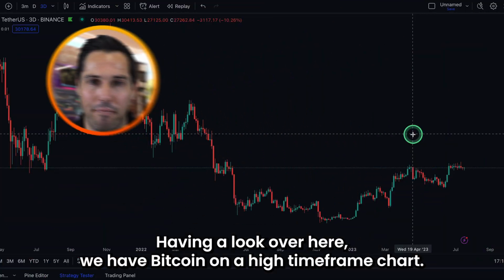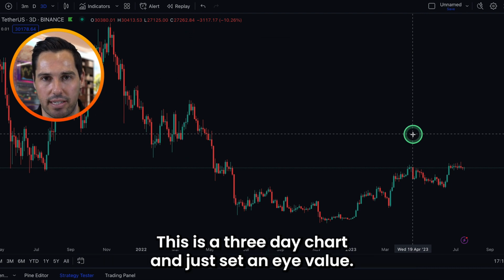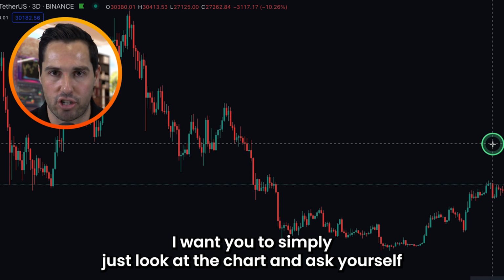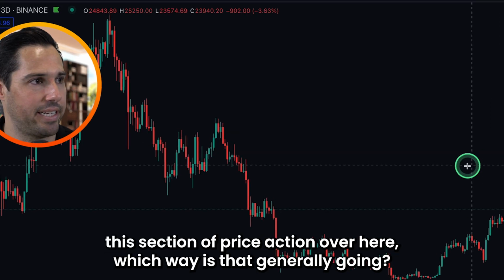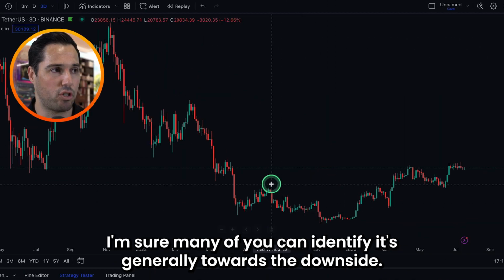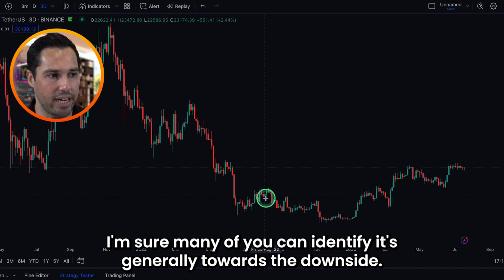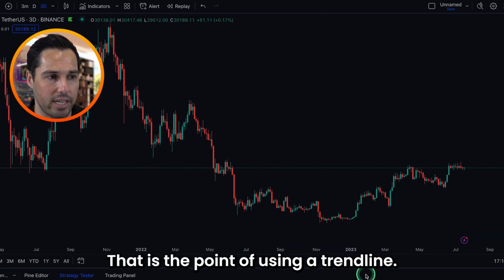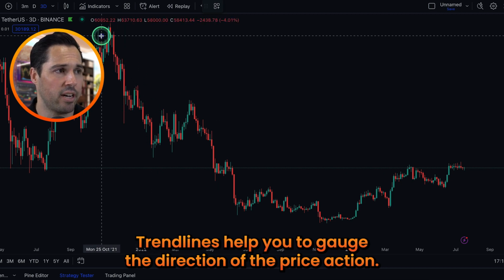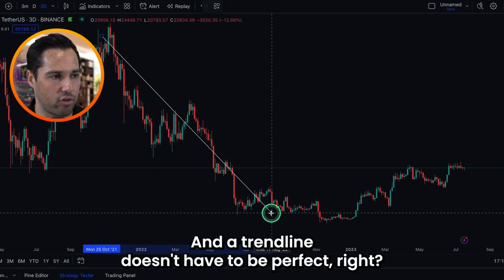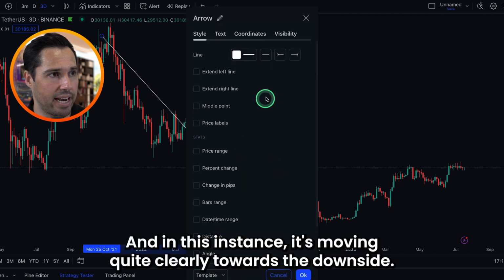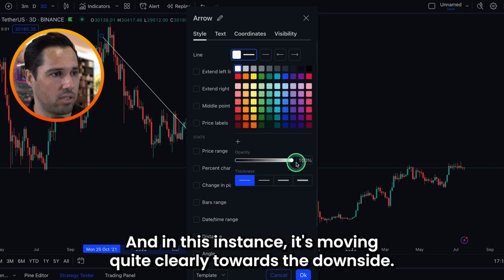Having a look over here, we have Bitcoin on a high time frame chart. This is a 3-day chart, and just at eye value, I want you to simply look at the chart and ask yourself, this section of price action over here, which way is that generally going? I'm sure many of you can identify it's generally towards the downside. That is the point of using a trend line. Trend lines help you to gauge the direction of the price action, and a trend line doesn't have to be perfect, right? It's generally to help you identify the direction. And in this instance, it's moving quite clearly towards the downside.